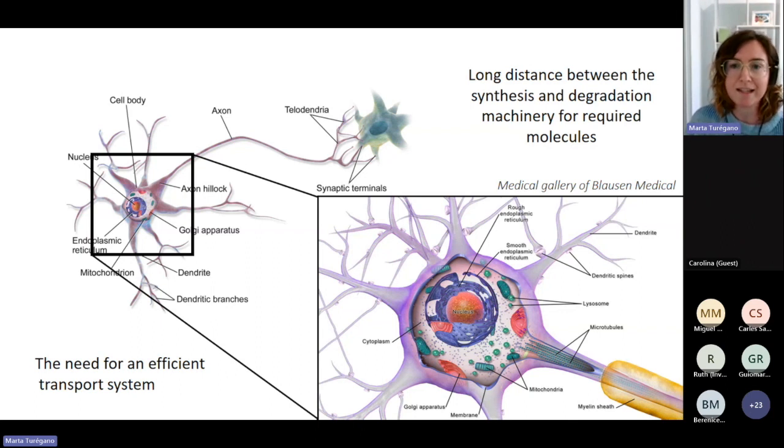One of them is that the neurons are the most asymmetric cells that we know, because the synthesis, degradation, and the metabolism is in the soma. And most of the time, the proteins that are synthesized are needed in other places very far from the soma, like dendrites, like the axonal terminals. So the neurons need to have an efficient transport system. For that reason, the endolysosomal pathway is very important.